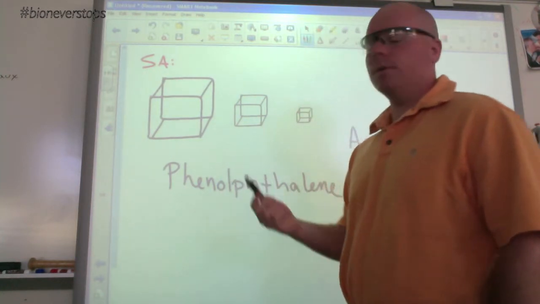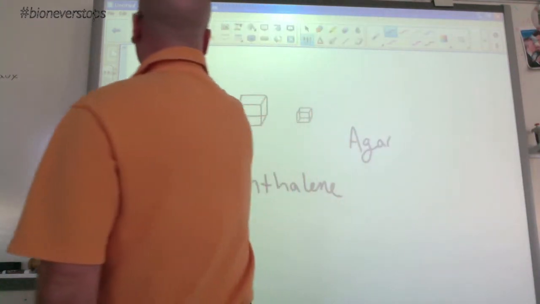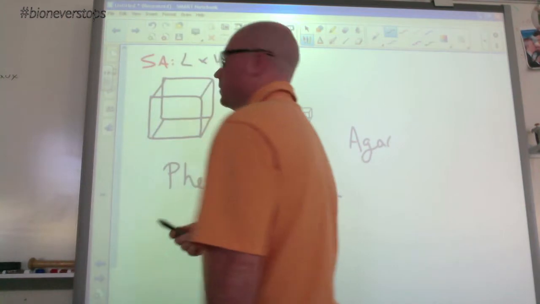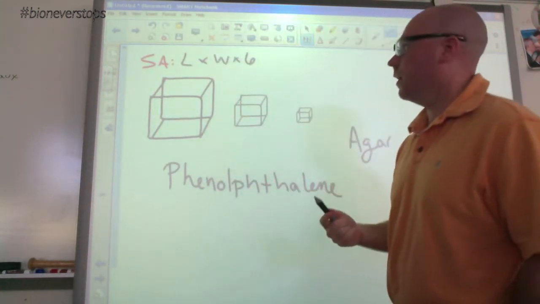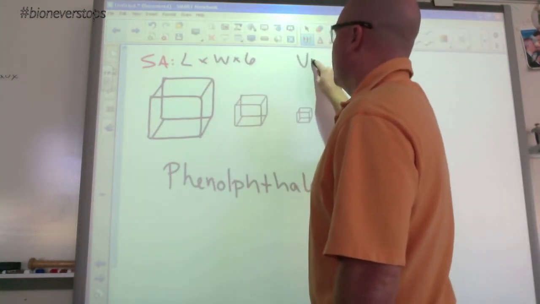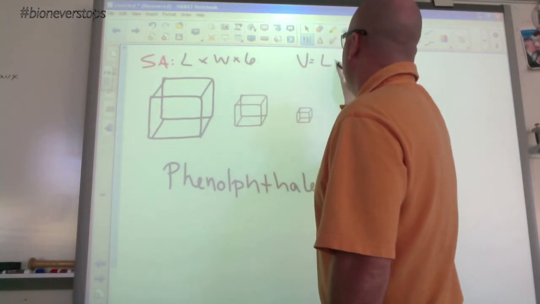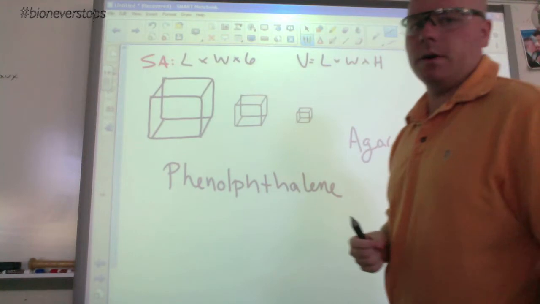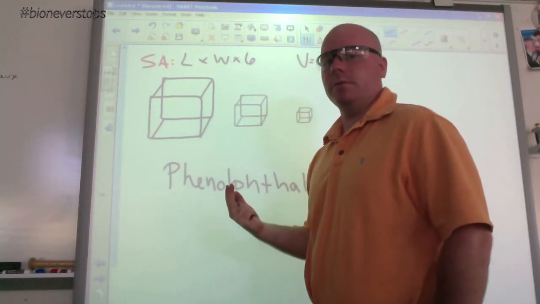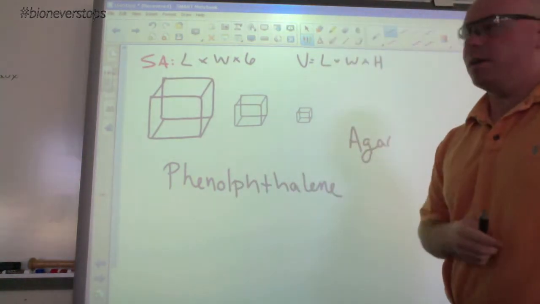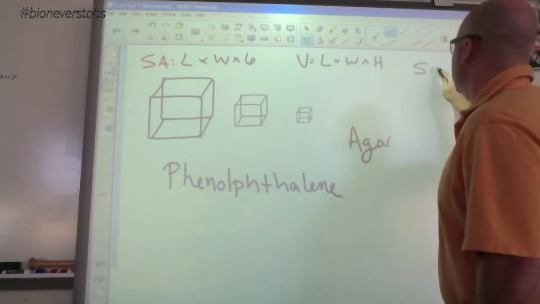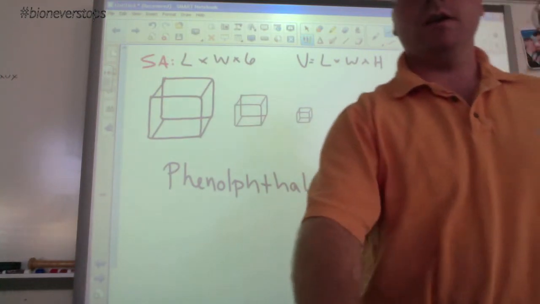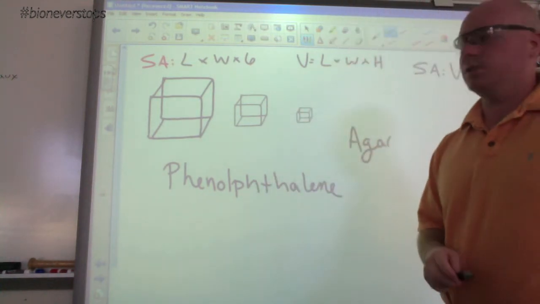Now, to find the surface area of a cube, you'll remember it's just length times width times 6, because 6 is the number of sides that a cube has. To find the volume, it's going to be length times width times height. Okay, so that is our two units of measurement. And then to compare them, we want to see the surface area to volume ratio. So you'll have to measure the surface area to volume ratio as well.